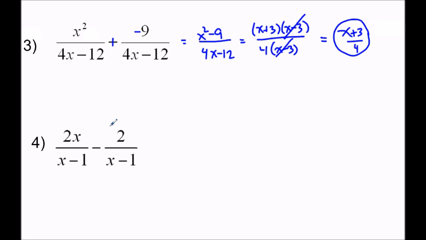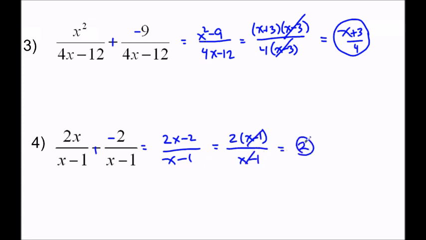Okay, so hopefully you've got number 4 worked out. If not, please pause and do it. We're going to change this to addition of opposites. We've got a 2x minus 2 up top. Keep the denominator x minus 1. The numerator can be factored. Divide the common factor, and our answer is just 2.